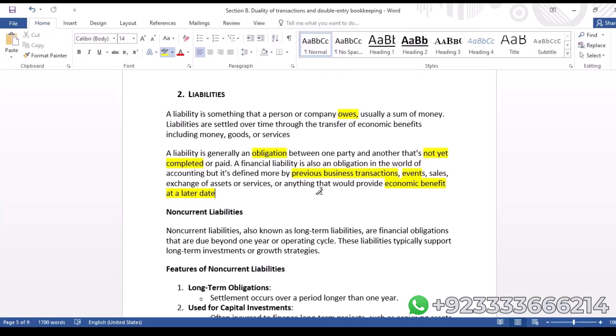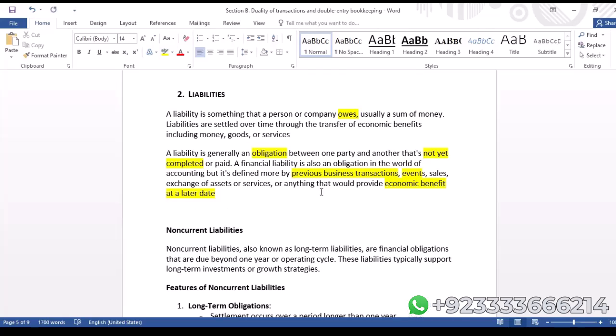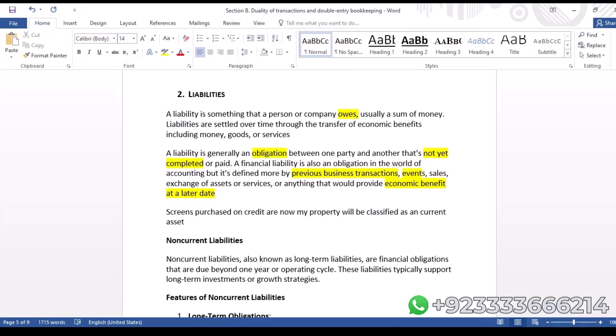This inventory is now mine. So initially, we could say the screens purchased on credit are now my property, and will be classified as a current asset, specifically inventory.